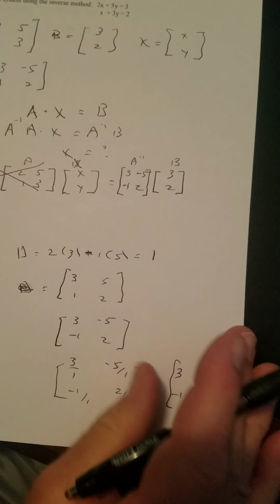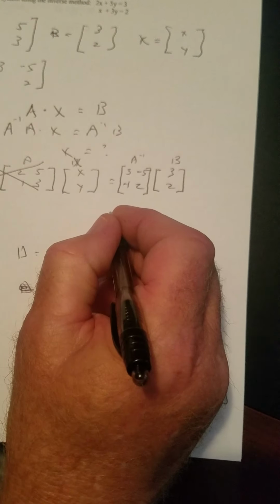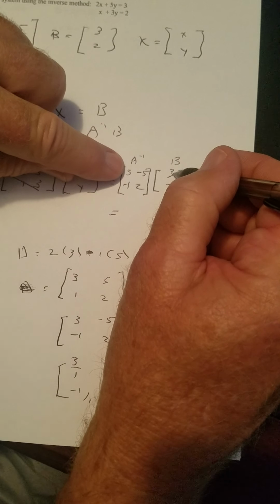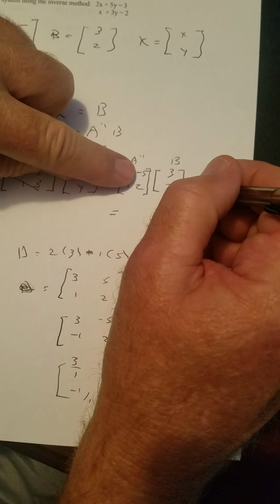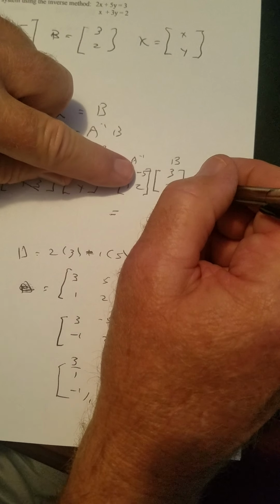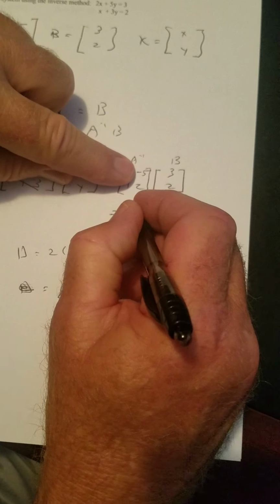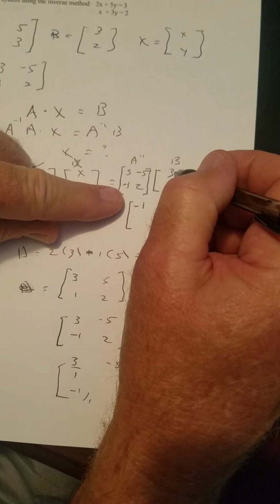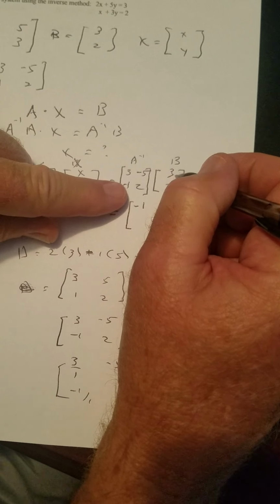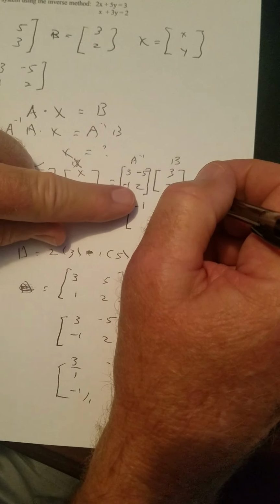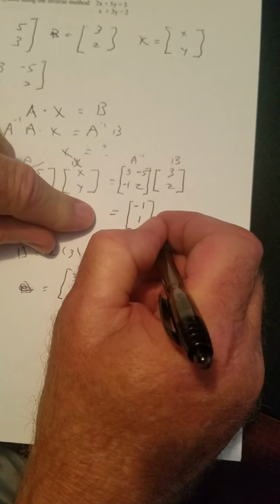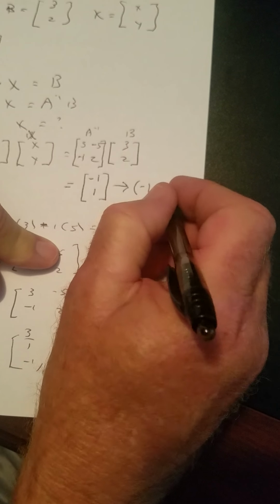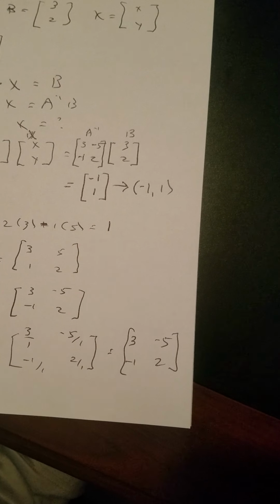To find X and Y, I simply multiply over here. I think we can do this in our head. That's going to be 9 and negative 10. 9 plus negative 10 is negative 1. On the bottom, negative 1 times 3 is negative 3. 2 times 2 is 4, so negative 3 plus 4 is 1. As an ordered pair, that's negative 1, comma 1. And that's how you do it.